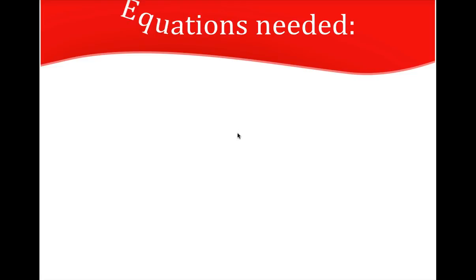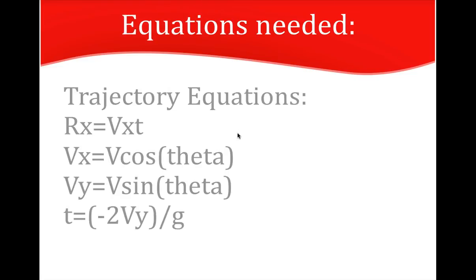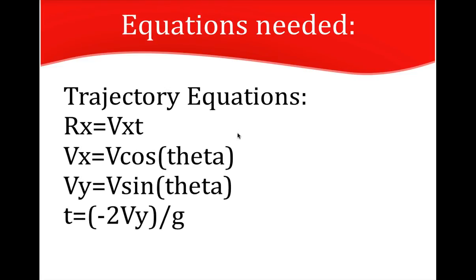Equations needed. The trajectory equations. So Rx equals Vxt, Vx equals V cosine theta, Vy equals V sine theta, and T equals negative 2Vy divided by G.